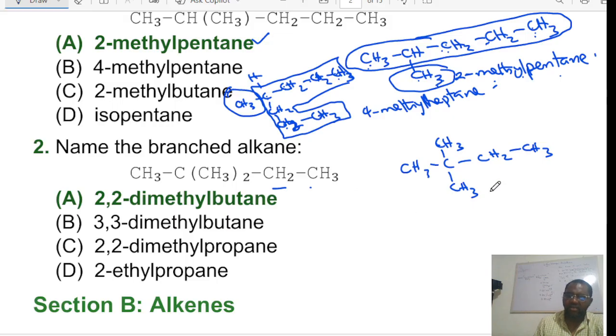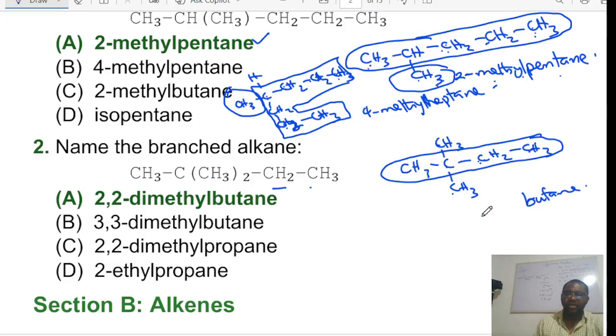Okay, so if I want to select the longest chain, this is going to be 1, 2, 3, 4, or 1, 2, 3, 4, or 1, 2, 3, 4. 4 is the longest chain. So let me take the horizontal one for the longest chain for convenience's sake. 4 means that the parent name is butane. Now for the substituent, if you notice, we have 2 substituents here and they are the same, so I'm going to call it dimethyl.